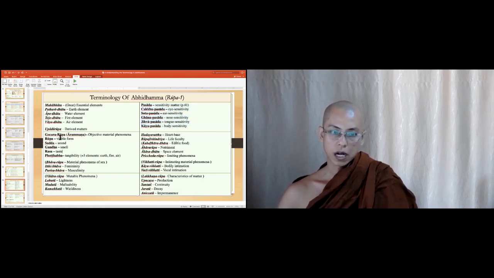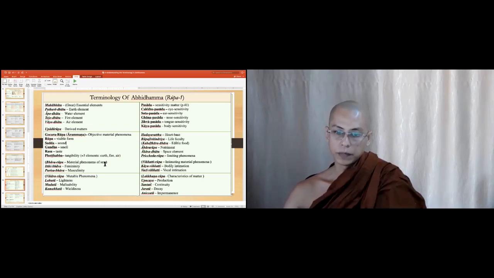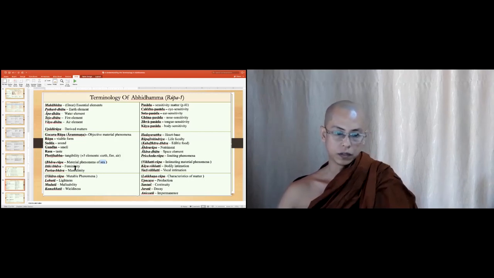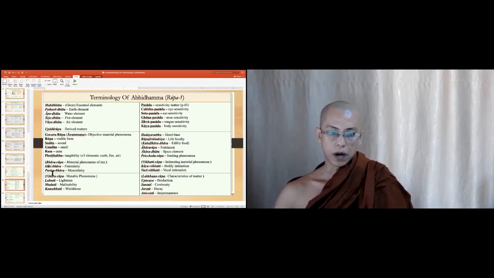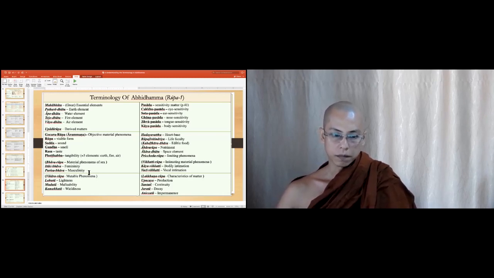Then Gochara Rupa, Gochara objective. So same as the Aramana. Gochara Rupa, the same as the Aramana. So Rupa, Sada, Gana, Rasa, Fatava, already know that. Then two types of Bhava Rupa, material phenomena or sex. Here Bhava is sex, material phenomena. Then Itthi Bhava and Purisa Bhava. Itthi refers to femininity and Purisa Bhava refers to masculinity.